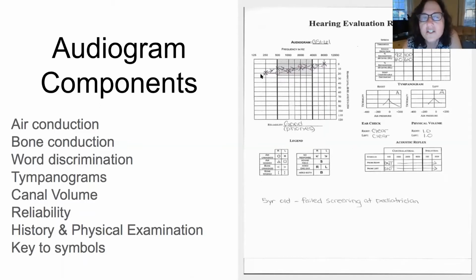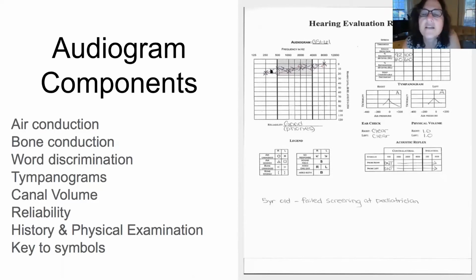So air conduction. Air conduction is the sound that you hear from your ear. And that's going to be represented on this audiogram by, in the right ear, and right is round, these red circles. And the X is the left ear. And that's going to be the air conduction for the left ear. And that's what you're really hearing, the level of hearing the patient is at.